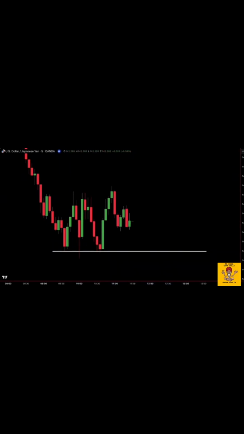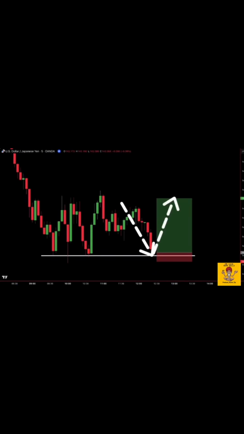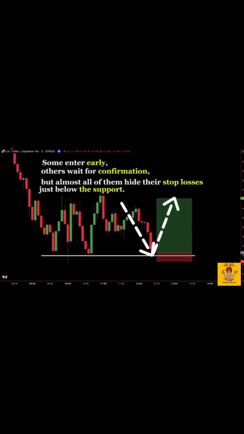The market pulls back again, and this is where retail traders start setting their traps on themselves. They place limit buy orders at the support level, expecting the market to bounce one more time and go up again. They're convinced this is a clean retest. Some enter early, others wait for confirmation, but almost all of them hide their stop losses just below the support.